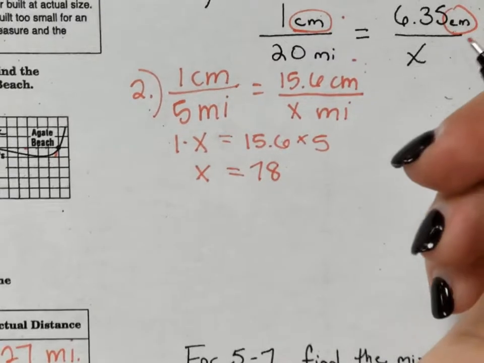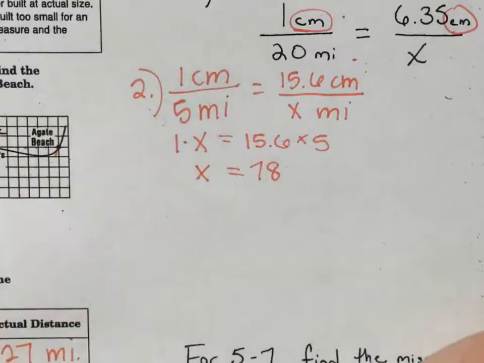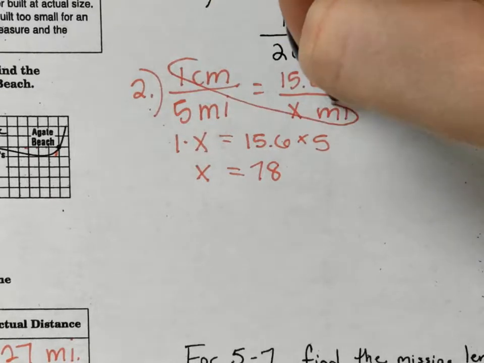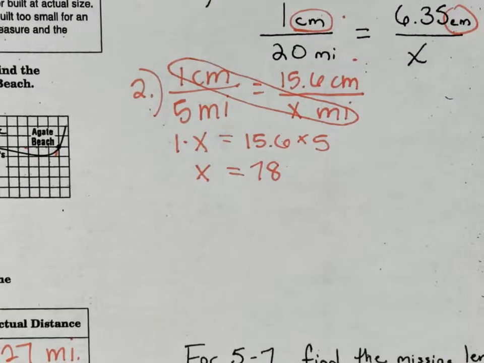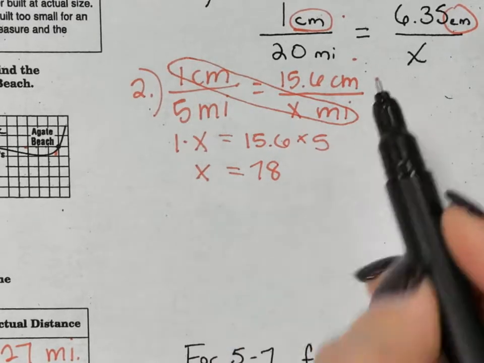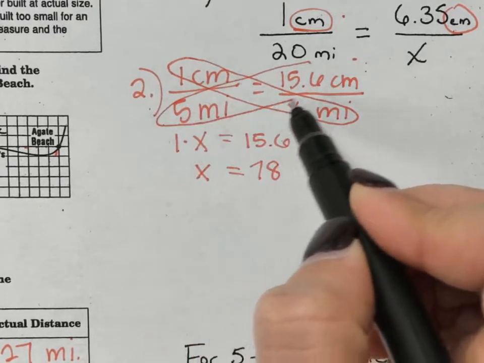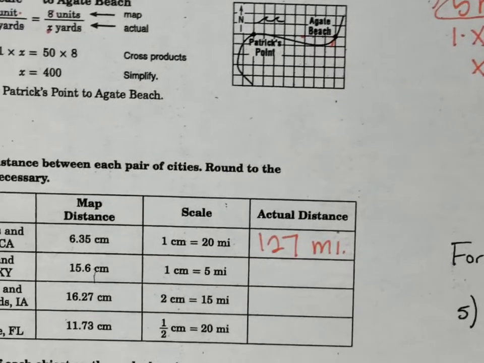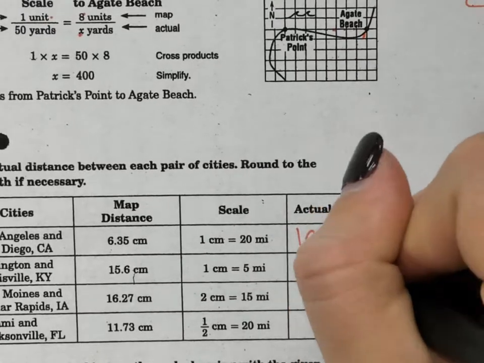I have a question. Yes, ma'am. Can you go over that cross thing again? Because I'm confused about that. Remember, you're cross multiplying. So you're multiplying the numbers that are across from each other. So 1 times x, and then you're setting it equal to 5 times 15.6. So you're just multiplying the numbers that are straight across from each other, or diagonally across from each other, I guess. So if I got x equals 78, it's 78 what? Miles.